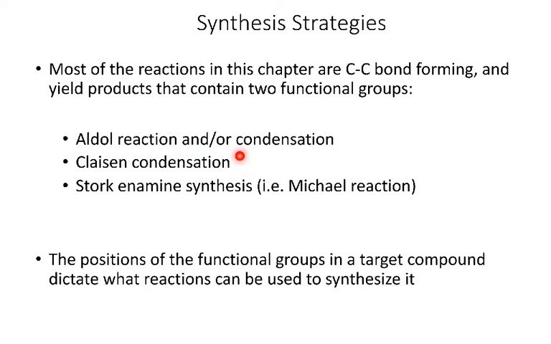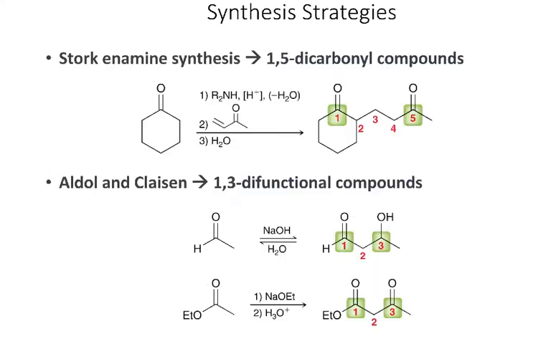Now, which of these reactions we want to use, we can determine based on the position of the functional groups in the target compound. So in the Stork-Enamine synthesis, the product is a 1,5 dicarbonyl compound. So the two carbons that have the functional groups are 5 carbons away from each other. On the other hand, the Aldol and Claisen reactions have 1,3 difunctional compounds.